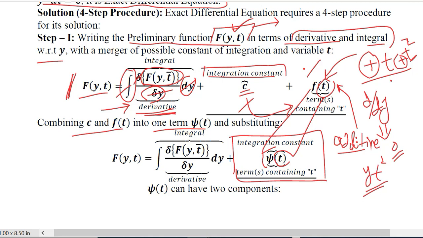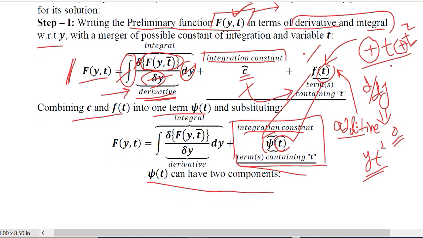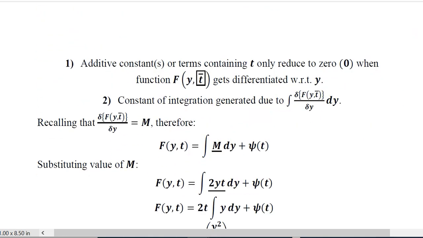And now we know that psi of t has 2 components: one is the constant of integration and the other is the terms containing t. These are the 2 components that I have written separately. You can pause the video and see that we are talking about the same thing, however it is written in other words here.